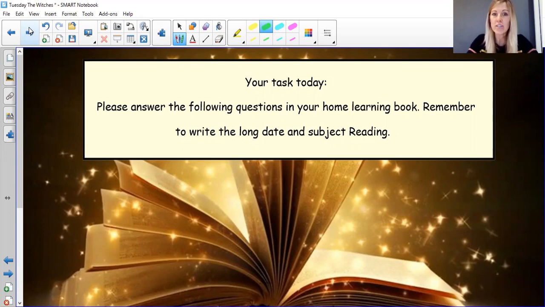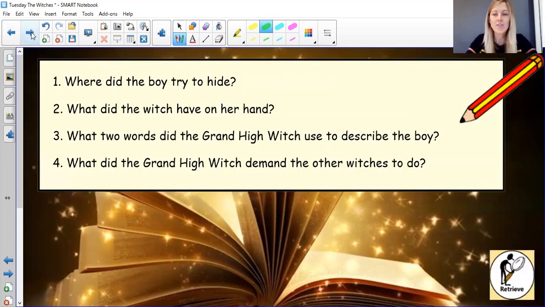Before you answer the questions, please can you write the long date and write reading next to it, because that'll make it really easy when we look through your book when you come back to school. So here are the 4 questions for you today. Remember, pause the screen and answer it in your book.